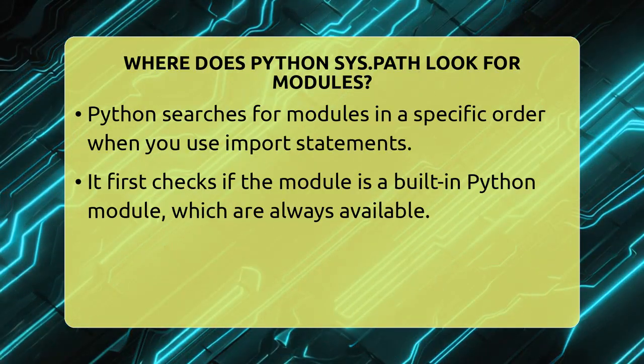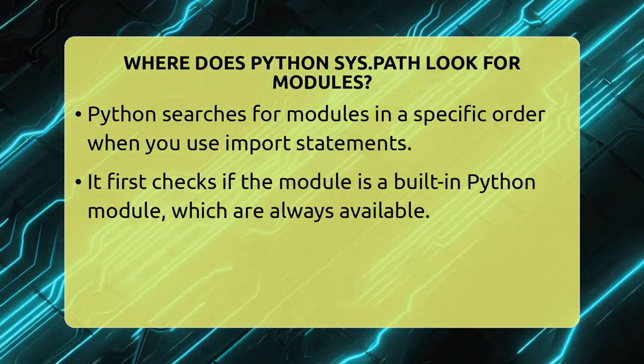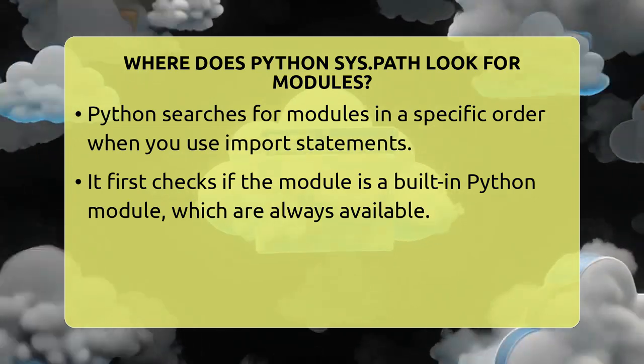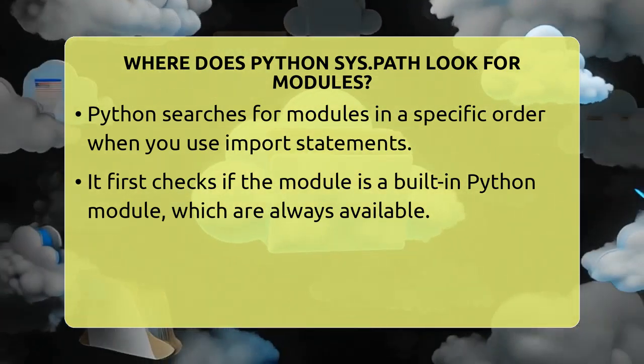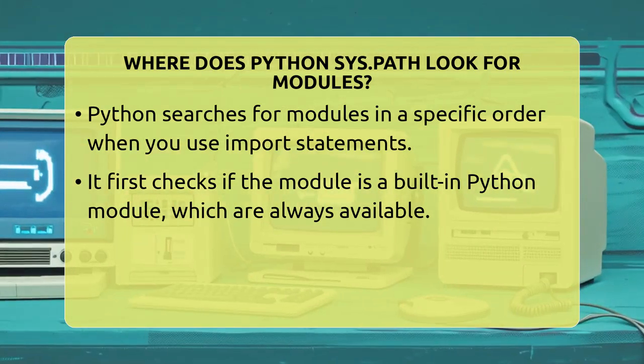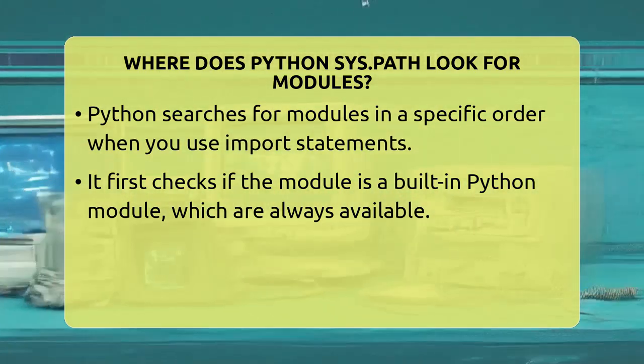Where does Python sys.path look for modules? Imagine you're trying to find a book in a library. You might check the shelves first, then ask the librarian, and finally look in a special storage room. Python does something similar when it searches for modules.